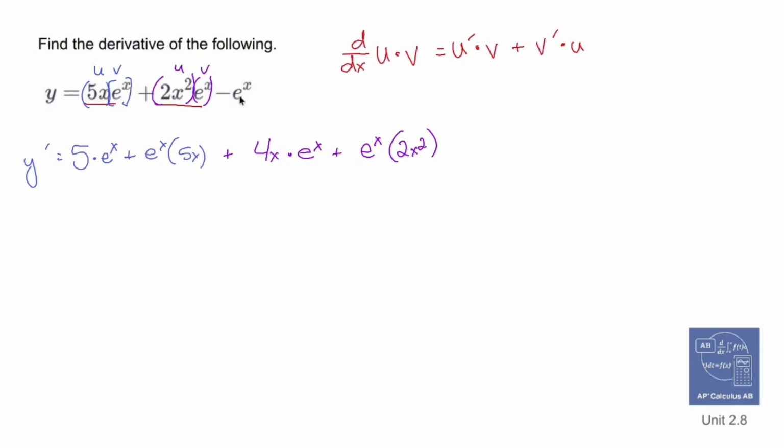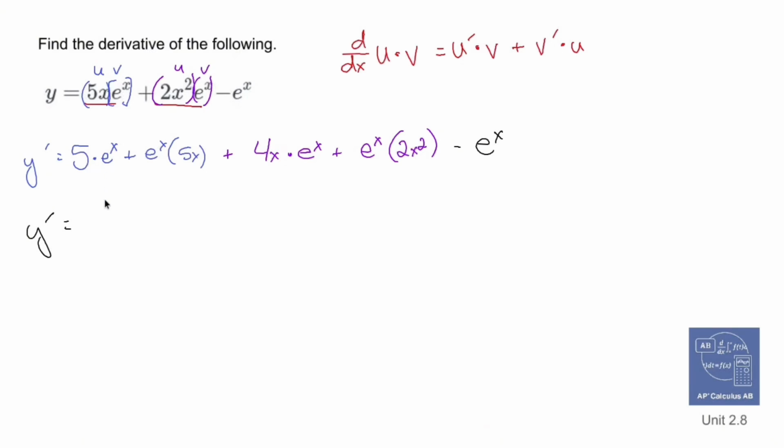Now the derivative of e to the x is just e to the x. So minus e to the x, nothing changes. Now I got a little bit of cleanup to do, so let's see if we can clean this up and see if anything combines. There's a strong possibility some stuff will combine. We'll have like terms here.